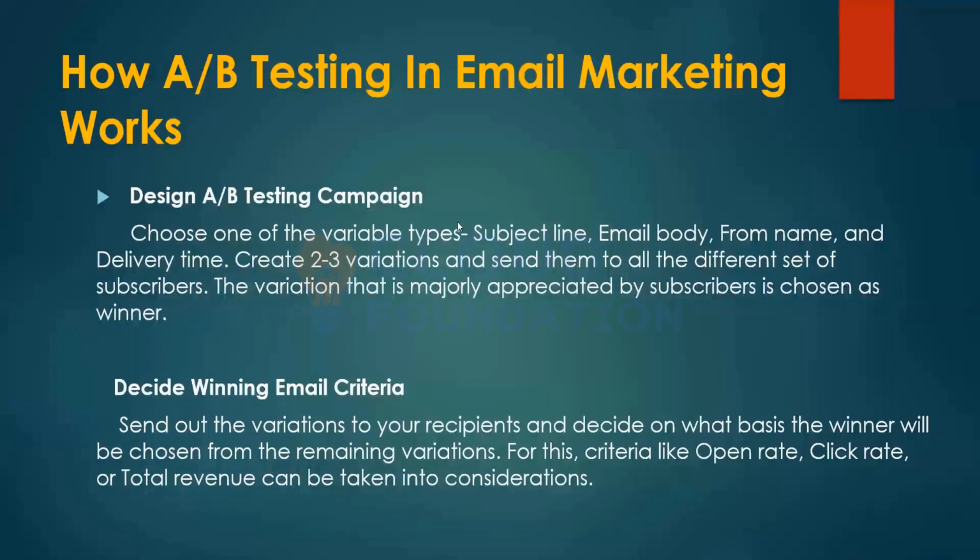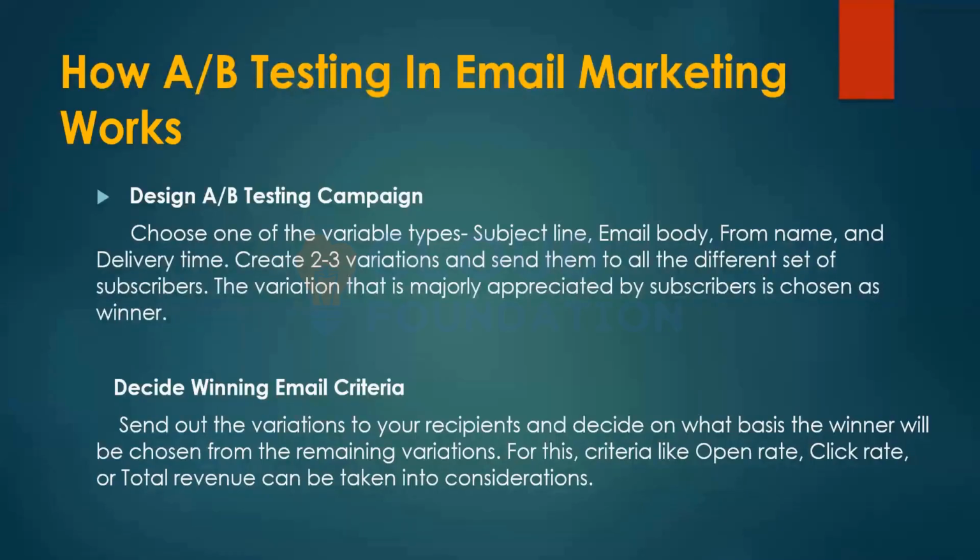How does testing happen in email marketing? In every testing campaign, choose one of the variable types: subject line, email body, from name, and delivery time. The time you send the mail also matters, whether night, morning or daytime, depending on your audience's preferable time to check. They send the variations to different sets of subscribers.